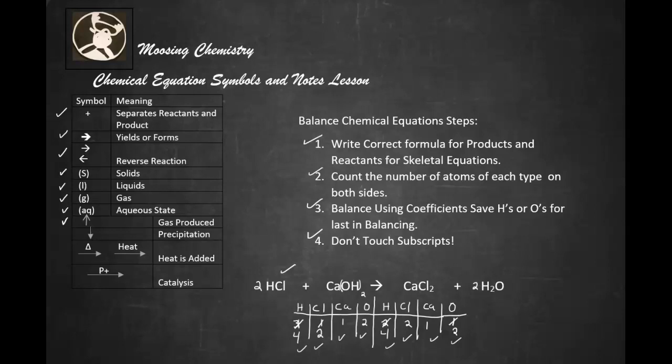If you have an arrow going up, that means a gas was produced. If you have an arrow going down, that means a precipitate dropped out. And if heat was added, you'll either have the delta with the arrow on top of it or the word heat with the arrow on top of it. And if you have to add an element that's not used in the actual chemical reaction, like platinum here, that's called a catalyst.